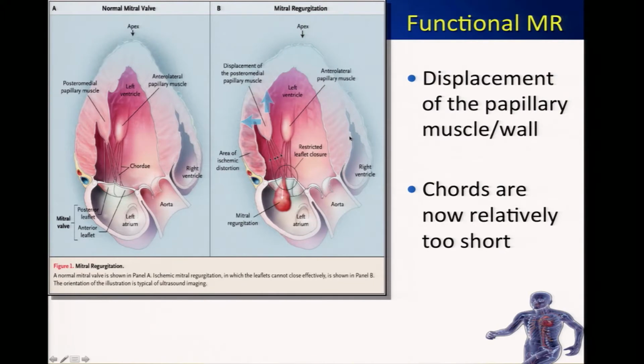So this is a graphic you've seen many times, and we see it a lot. We see it all the time in the echo lab. We saw it yesterday in the mitral clip case. Normal ventricle on the left, pap muscles and cords are in the right place, cords are of the right length, easy, complete coaptation of the leaflets.